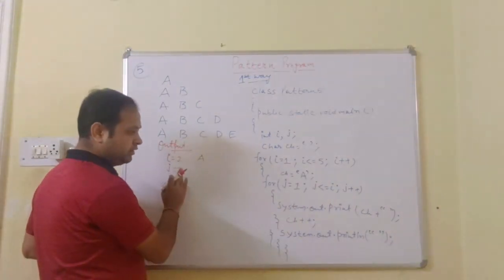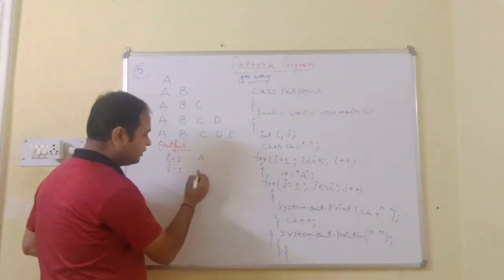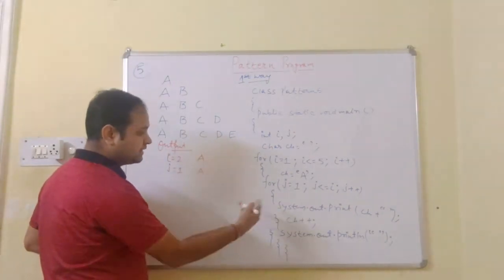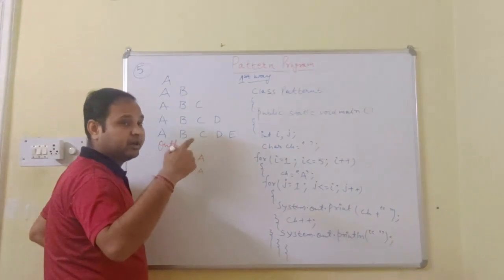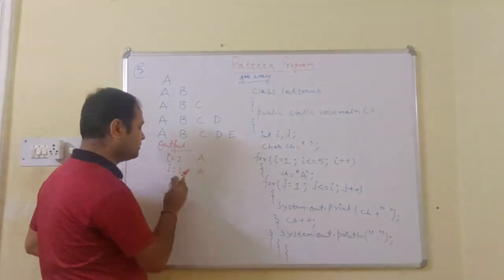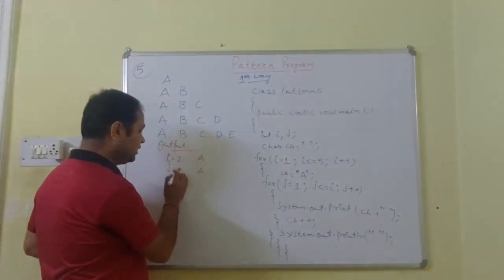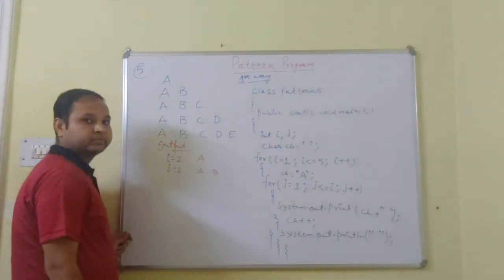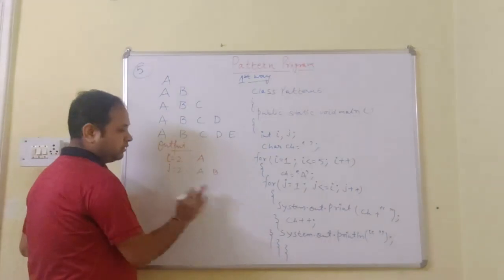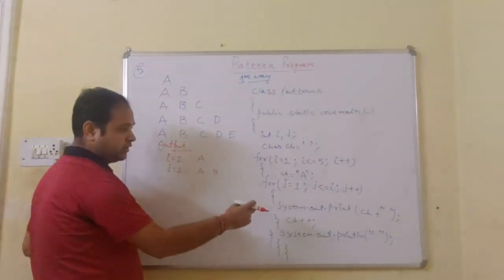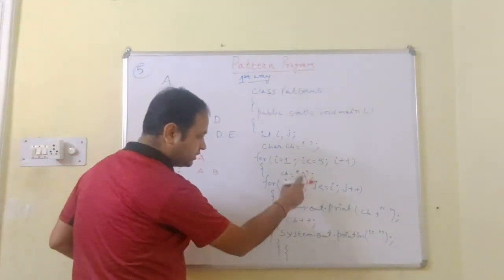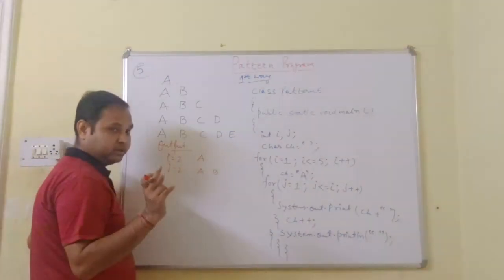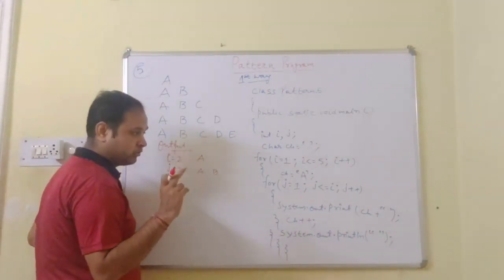j starts from 1. So first it prints the value of ch, that is a. Then ch plus plus means ch will be incremented by one step and it becomes b. So at j equals to 2, it prints b. Then the ch value becomes c. But the condition becomes false because the j value becomes 3, and 3 is not less than or equal to i.